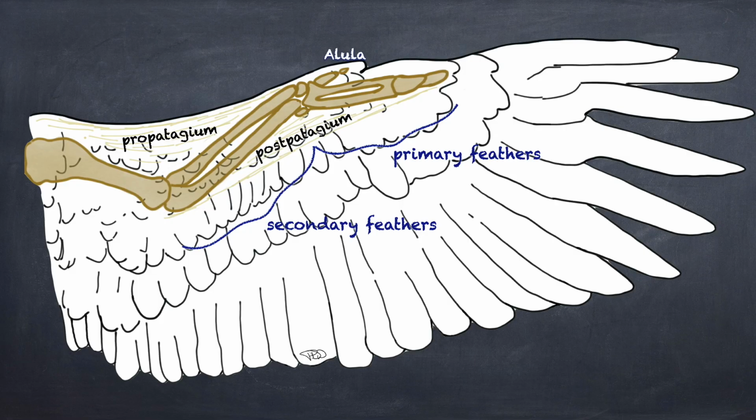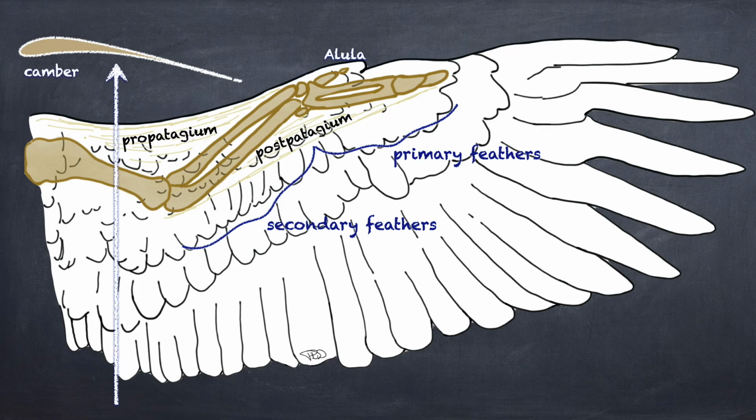Now that propatagium is important because it's going to create an airfoil. So if we do a cut through like this and show it here, we see that the propatagium forms the front, kind of a camber. So this is going to help with lift.